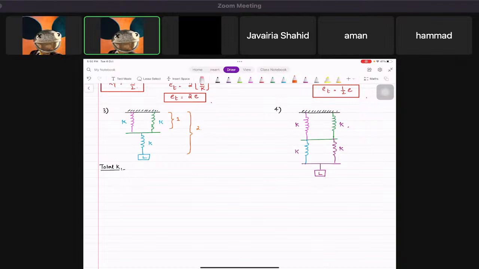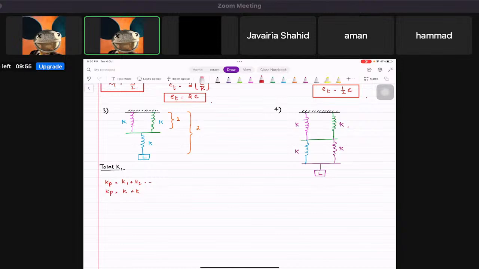For the inner system, because it is parallel, the K in parallel will be K1 plus K2 and so on. So the K in parallel will be K plus K.